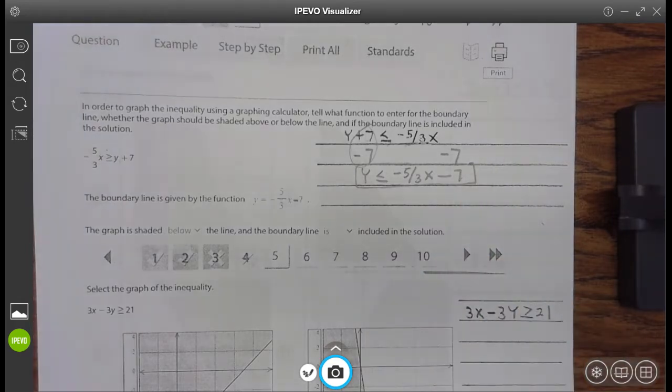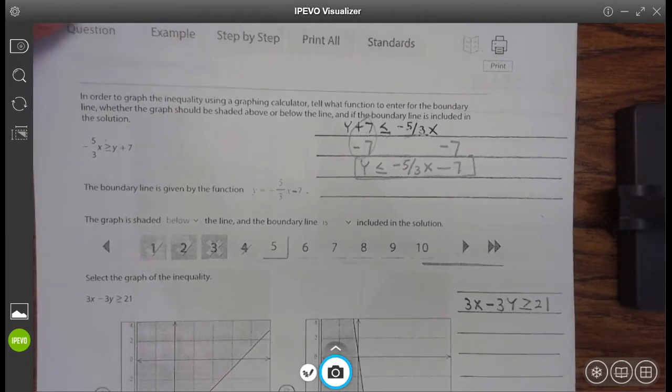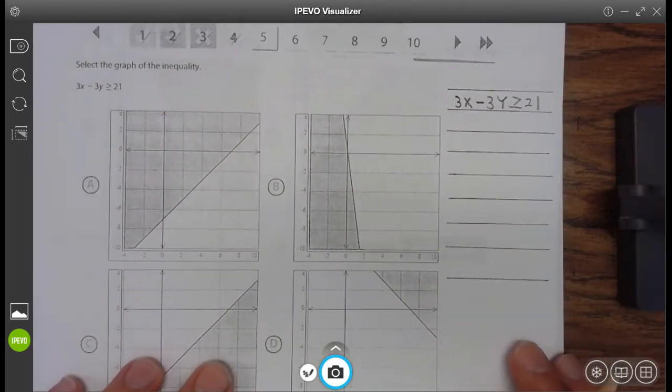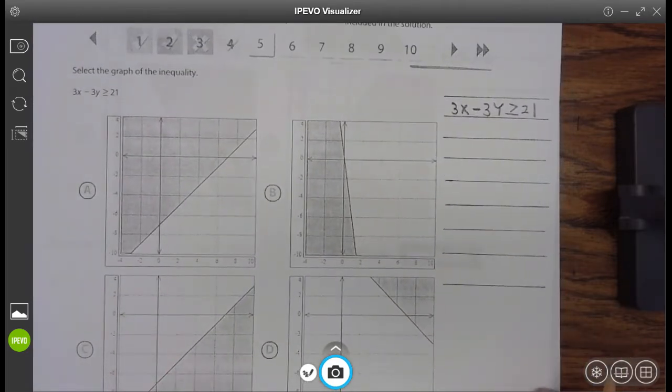Okay, the boundary line is given by the function y equals negative 5/3 x minus 7. The graph is shaded below the line, and the boundary line is included in the solution. All right, let's take a look at the example. Select the graph of the inequality.